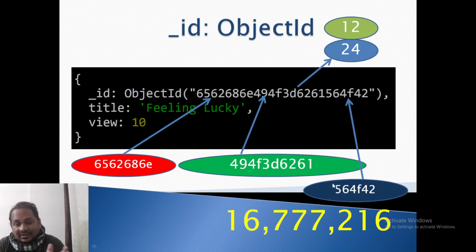How many numbers can it create in 1 second? It can create 1.6 million incrementing values in a second on a single process. So this is how MongoDB maintains and creates this unique ID.